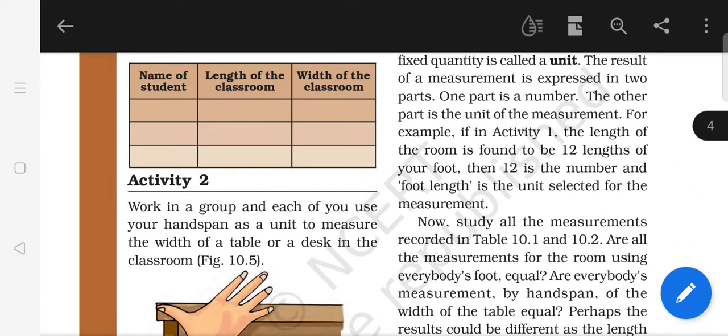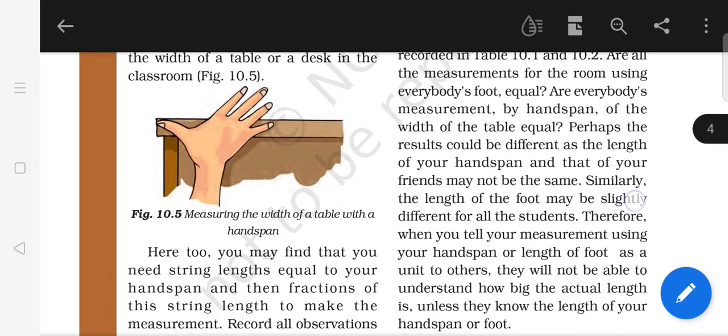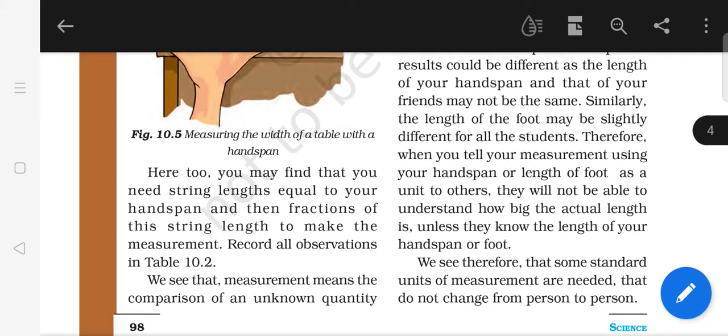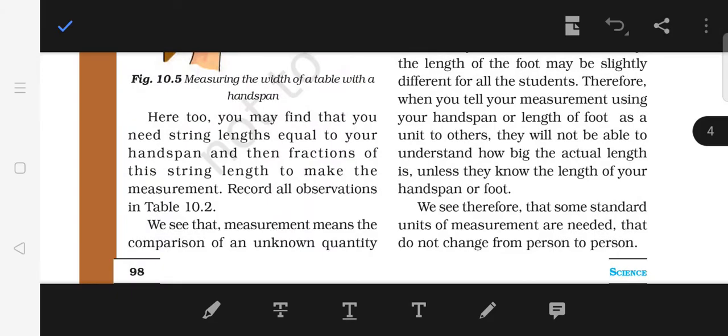In activity 2, you will have to measure the width of a table by using your hand span. Here too, you will need a string length equal to your hand span and then a fraction of this string length to make the measurement. Now record the observation. So, what are we actually doing?